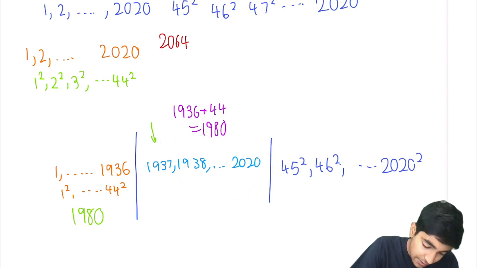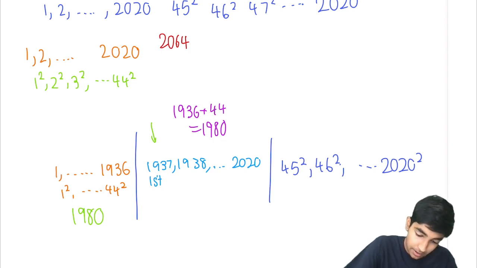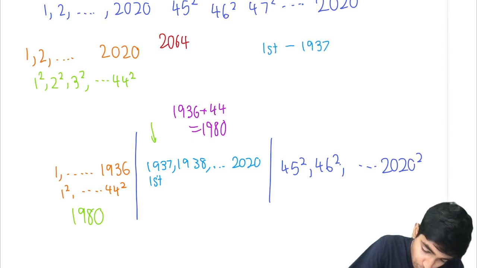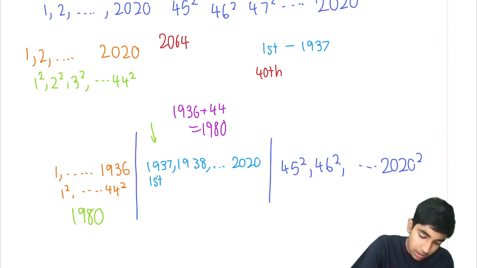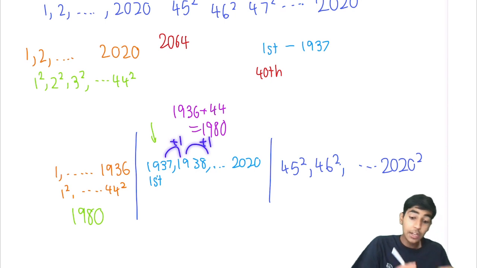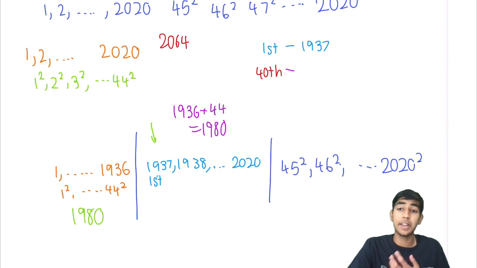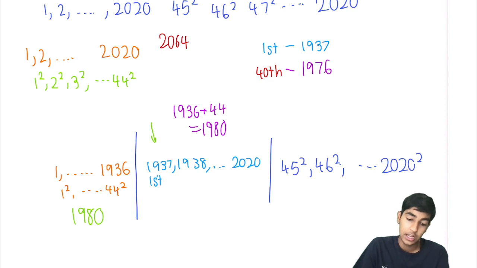And if 1937 is the first number in this list, then the 40th number will be 1976. Because first 1937, and then for the 40th, we add 39 because we're just increasing. Notice how plus 1, plus 1. So to get to the 40th number, we just add 39. You can also think of it as an arithmetic sequence we learned a few videos ago. So 1937 plus 39 is 1976. That's the 40th number.